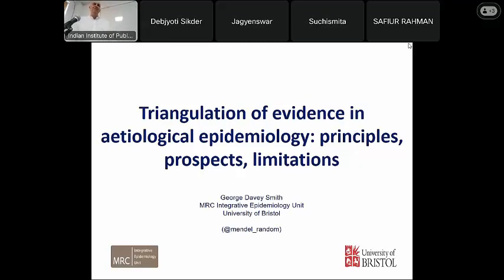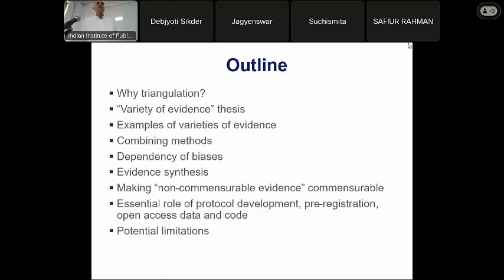I'm going to talk about etiological epidemiology. When you are doing studies to try and establish causes of disease, I advocate for using multiple methods, rather than just using one study design. This approach is called triangulation of evidence. I'm going to start by saying why we need triangulation of evidence, and then briefly go through some of the stages or possibilities with such studies.